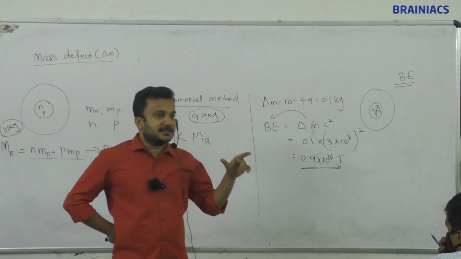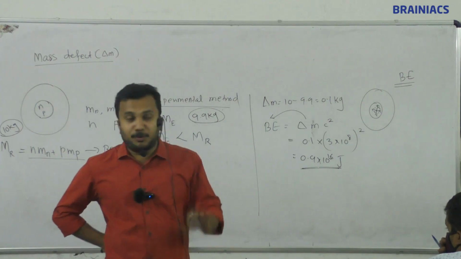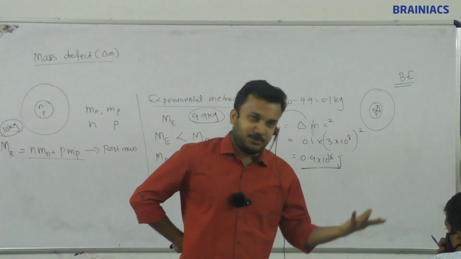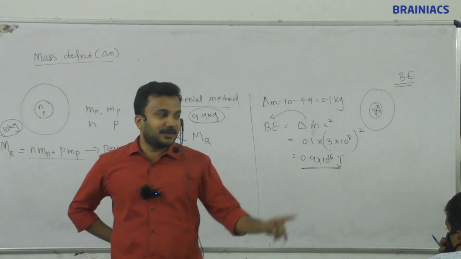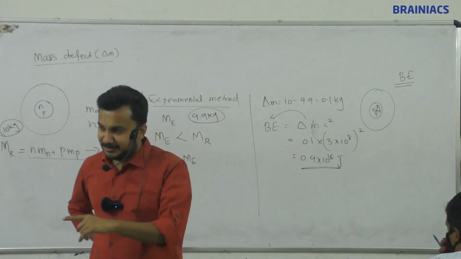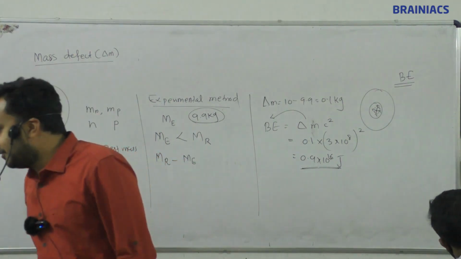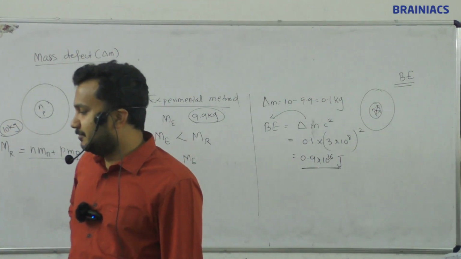Binding energy decides the stability of the element. More binding energy means more stable. Okay. Now look at your material. There is one graph there, page number 141.